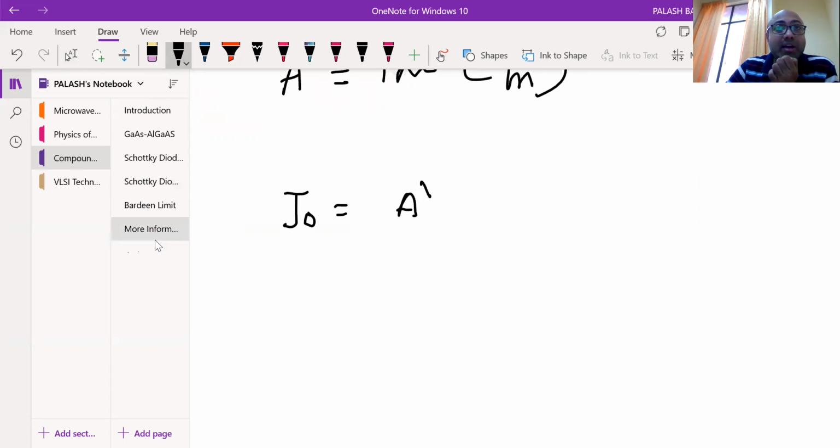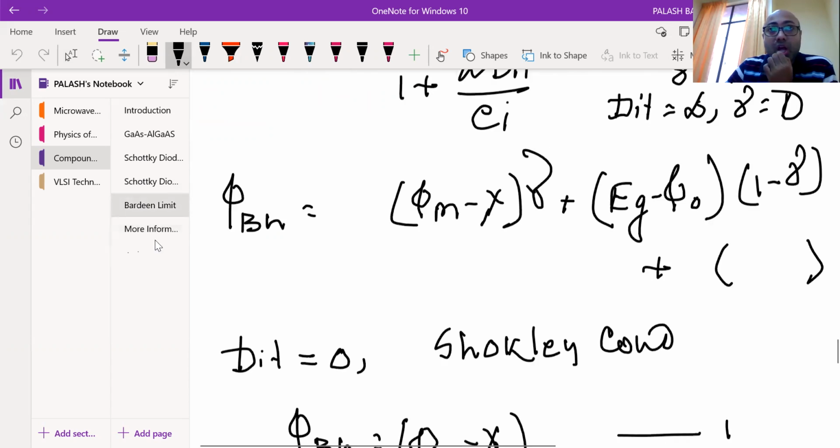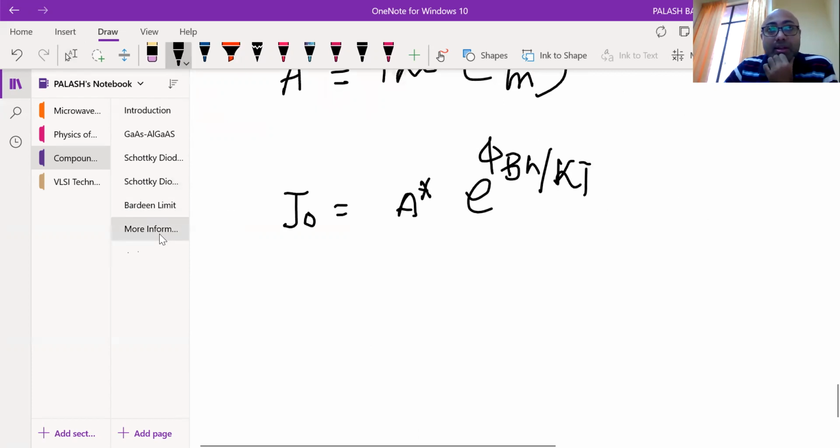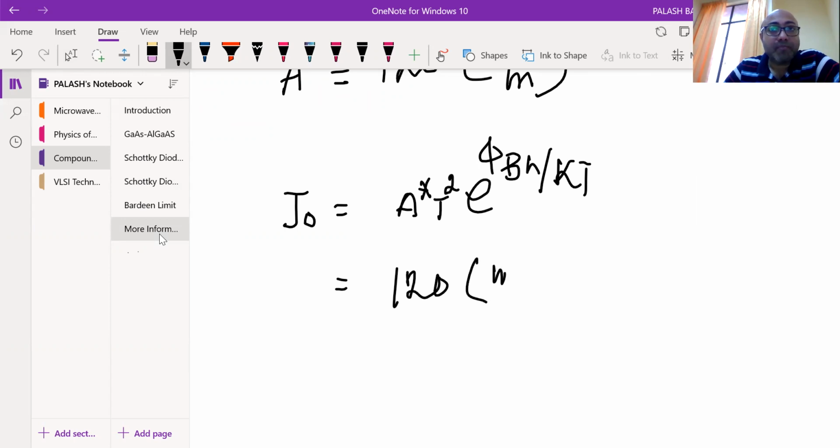For this we need to know A star, e to the power minus phi_n by kT, in the Schottky diode expression, A star T square into A. Now you see that all the discussion happened towards phi_n, right? So A star means 120 times m star by m0. How did I get it? It's your homework. Please try to find out, and convince yourself this is correct.